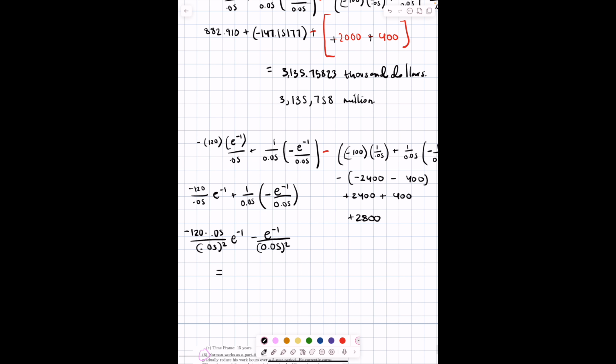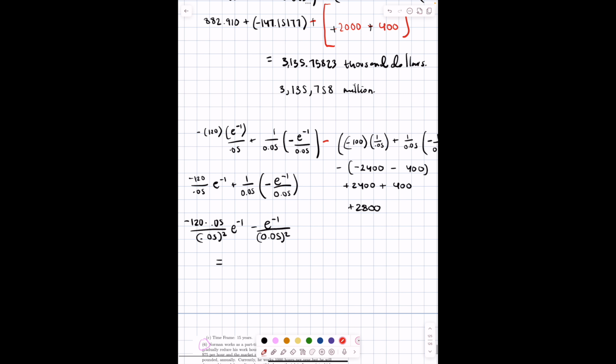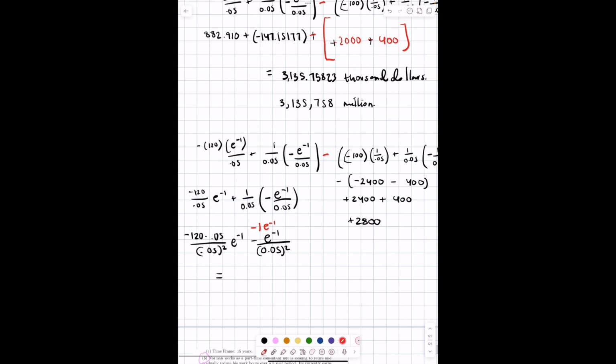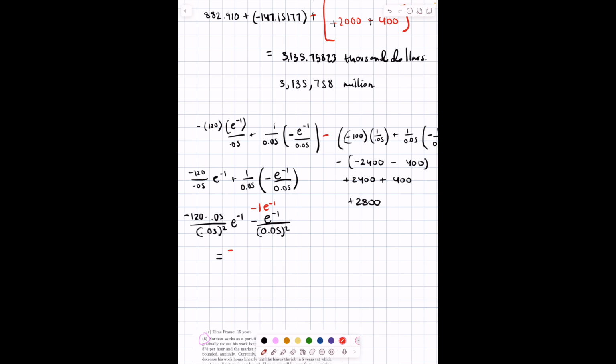Then, well, here I technically have one copy of this e to the negative 1, but here I have negative 120 times 0.05. So that means 120 times 0.05, this is 6. So negative 6 e to the negative 1.05 squared, minus 1 e to the negative 1, 0.05 squared.